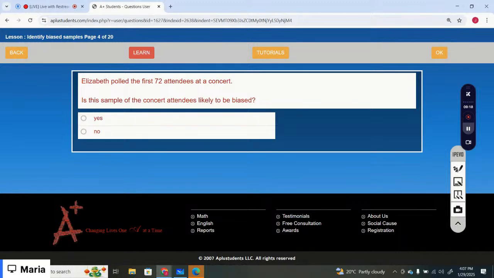Elizabeth polled the first 72 attendees at a concert. Is this sample of the concert attendees likely to be biased? The first 72 are more likely to be chosen than others. So that means that is a biased sample. Option number one is the correct option.